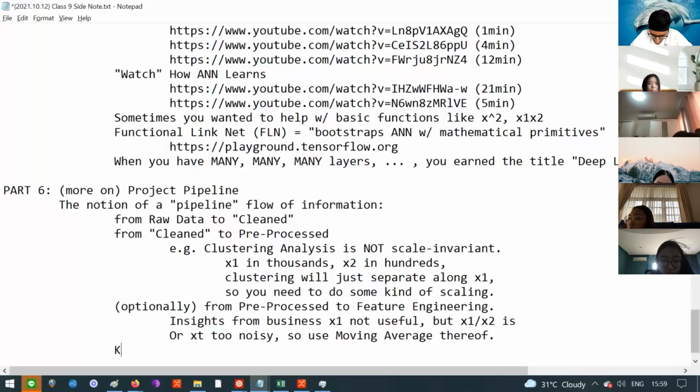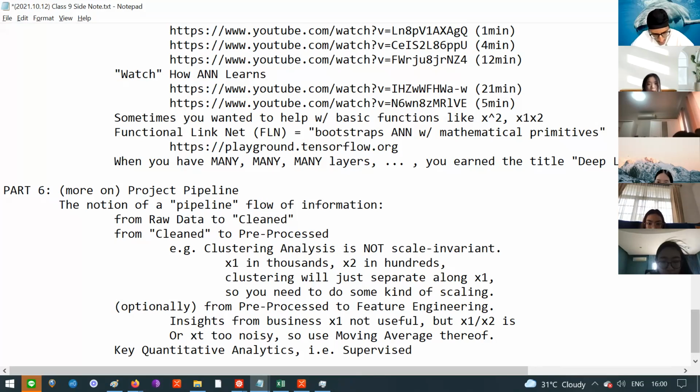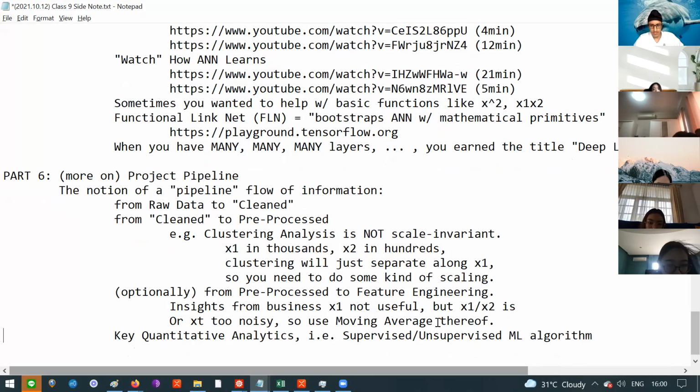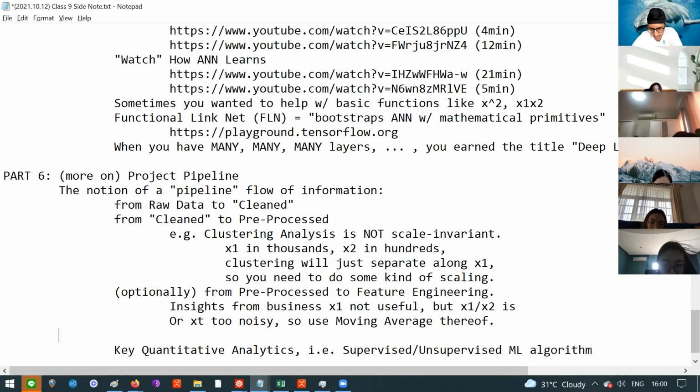Okay, and then of course the main key analytics, say supervised machine learning algorithm. Okay. Now, before you get to this, you have to obviously partition data: train versus validation versus test. I haven't told you what validation is, but I'll come back to it next time. Say something like that.